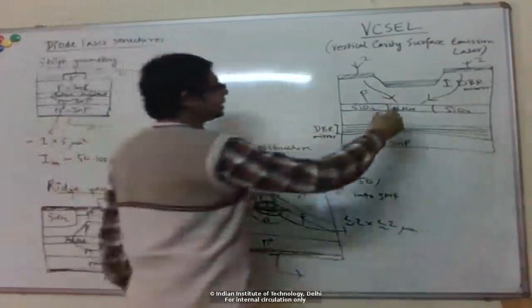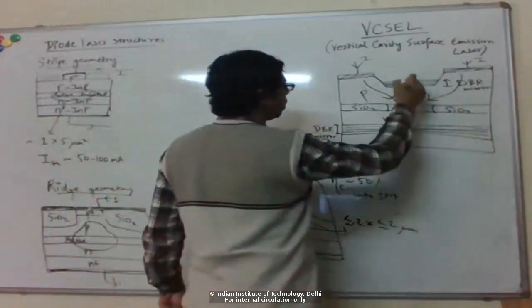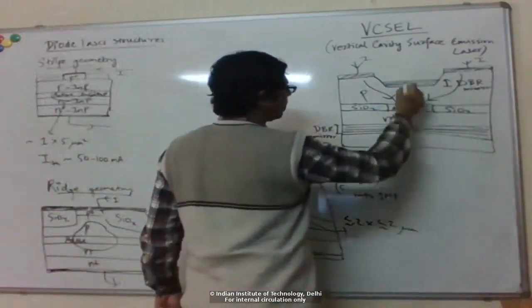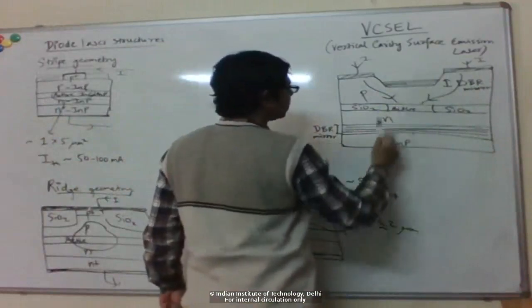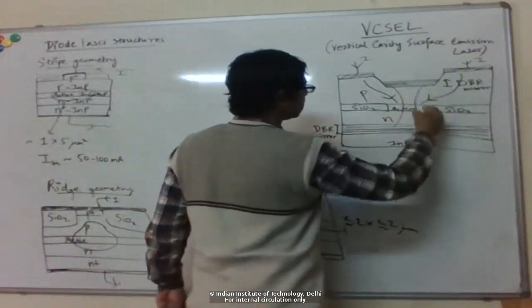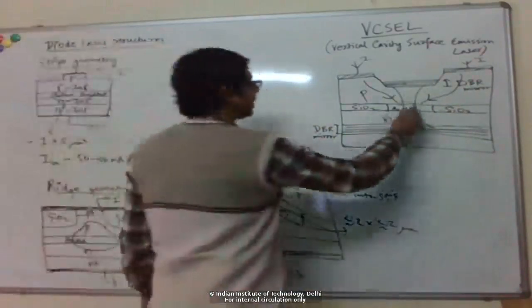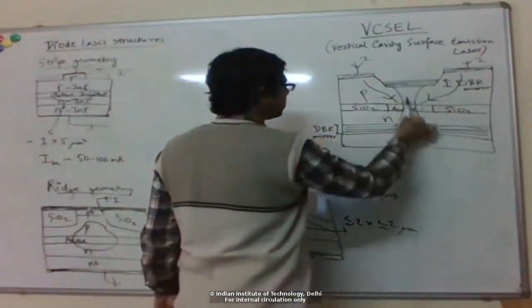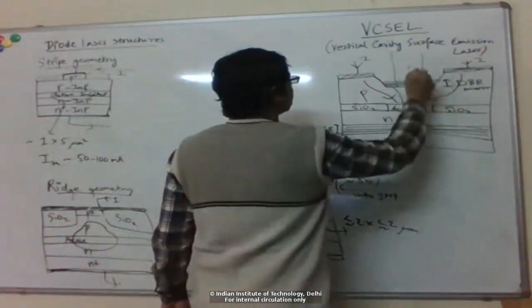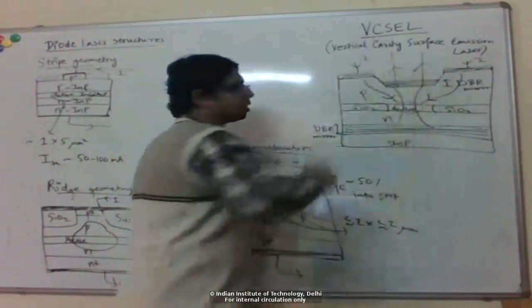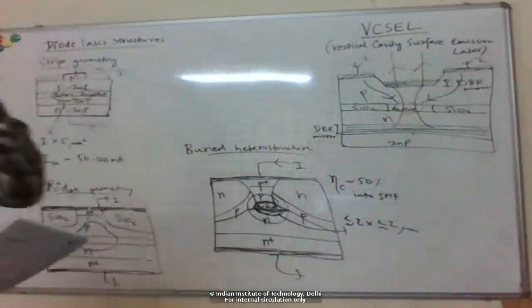Okay, so now basically you can see that you form a cavity, so you have mirrors here and here, and you form a cavity in the vertical region. So basically you have some mode of this cavity. You generate light here, and then it goes back and forth in this cavity, and eventually light is emitted out in the vertical direction.